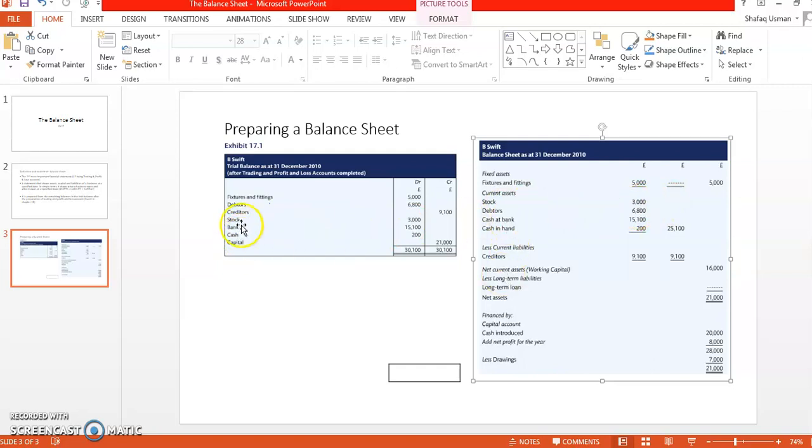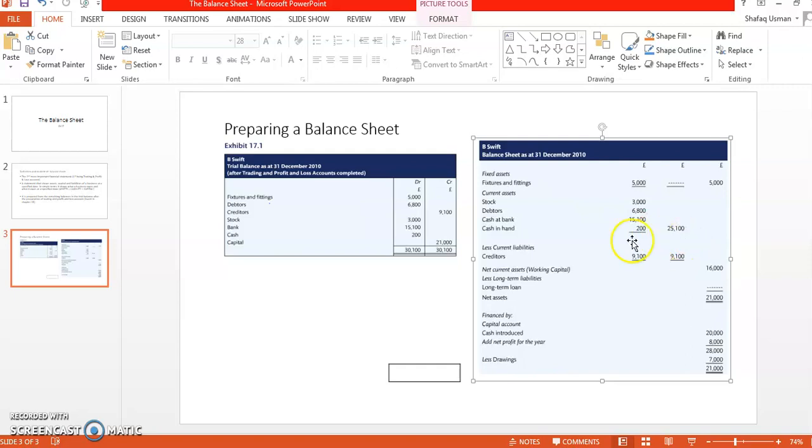Debtors. Debtors are the people who have to pay us money, so they are our assets, 6,800. Then cash at bank. How much money do we have in our bank account? 15,100. Then cash in hand. What is the cash in hand available? 200. There are 4 current assets available, which we wrote here as a list. Add them up, write the total here. Total of current assets is 25,100.